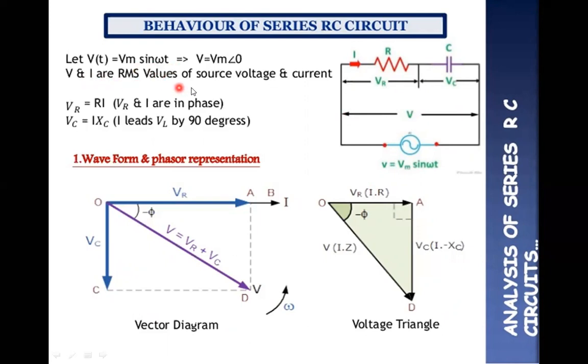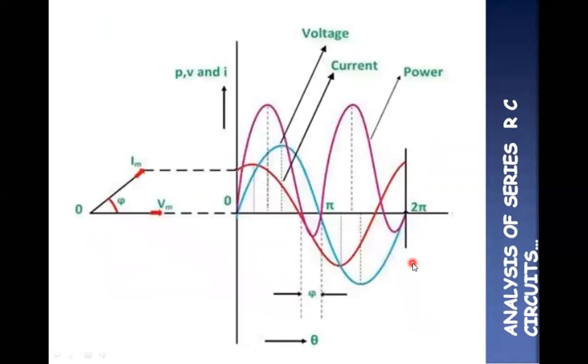V and I are RMS values of source voltage and current. So what is VR? VR will be R into I, and what is VC? VC will be I into XC. XC is nothing but capacitive reactance. So I leads V by 90 degrees in the case of a capacitor. So the waveform here shows this is VR and this is VC. So what is V now? V will be equal to VR plus VC. So this is a vector diagram, and this is called a voltage triangle.